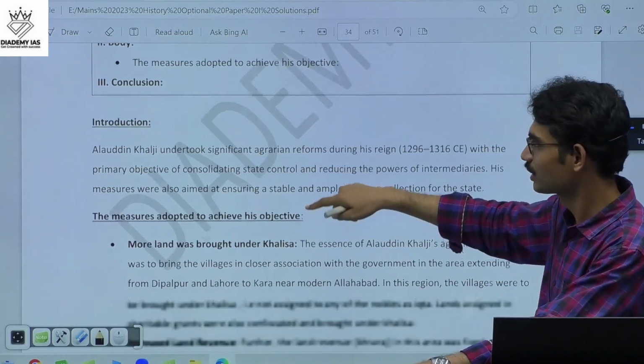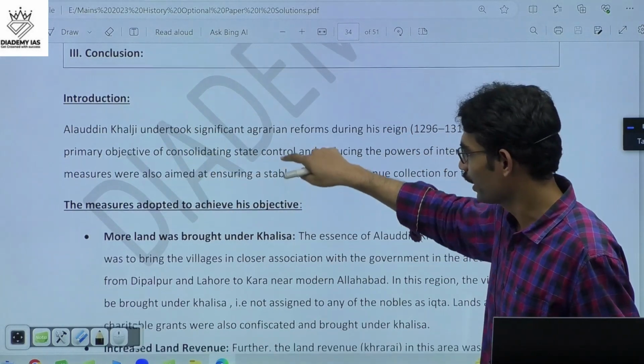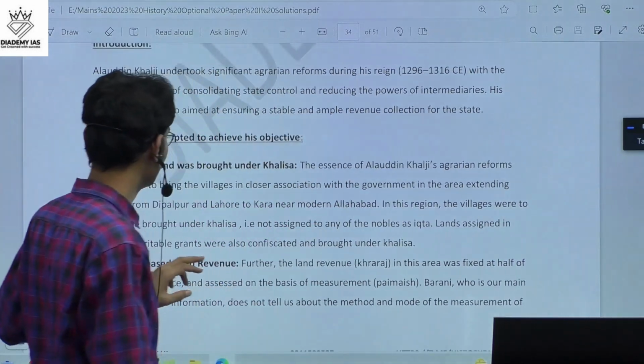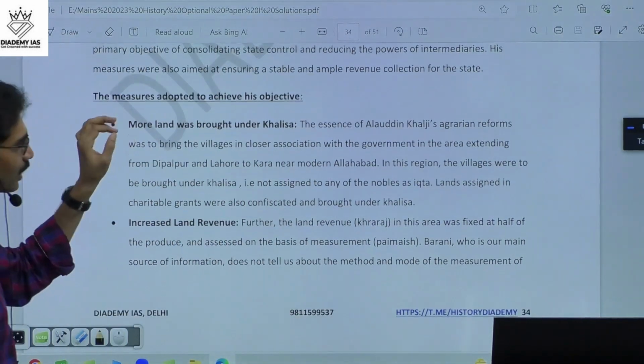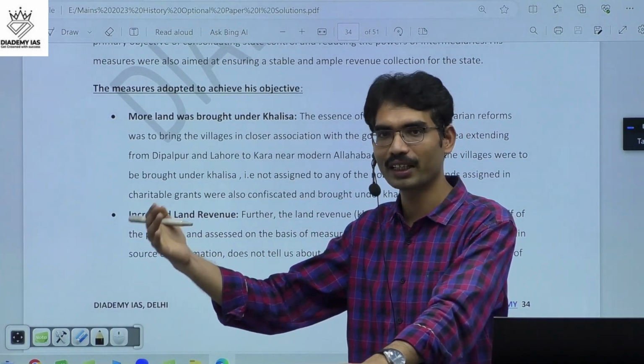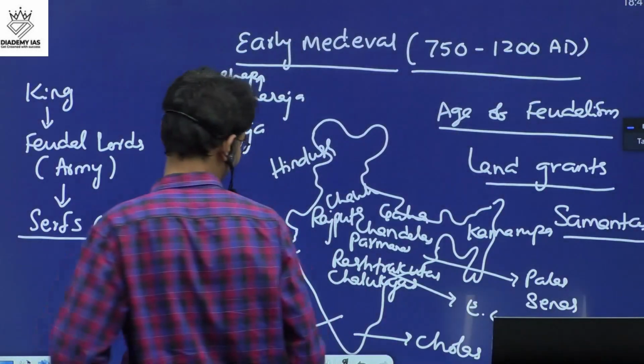It is a very straightforward question. In Satish Chandra, when you read, you will directly know the answer. And here, if I write subheadings, you will come to know. More land was brought under Khalisa. We have to talk about what agrarian policies Alauddin Khalji brought.